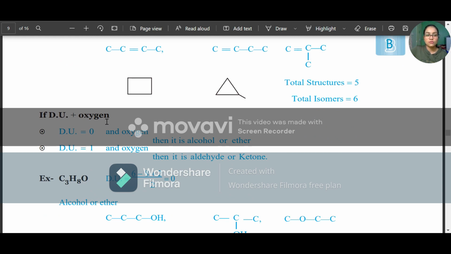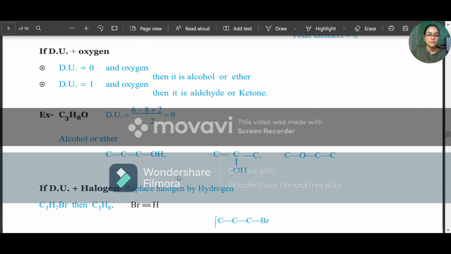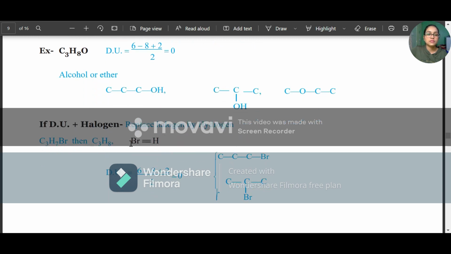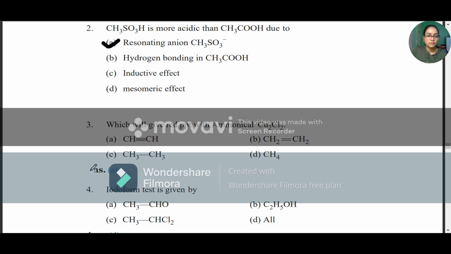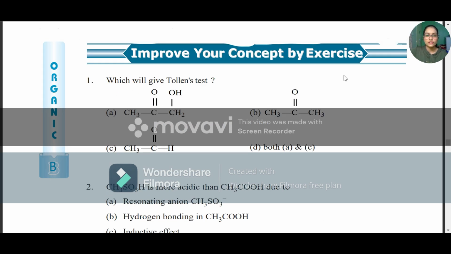If DU plus oxygen, so DU 0 plus oxygen, then it is alcohol or ether, and DU 1 plus oxygen, then it is aldehyde or a ketone. So let's see, it's 0, that means it is alcohol or an ether. DU with halogen: replace halogen by hydrogen, that is Br is equivalent to H. So we'll consider that. So now we are done with the chapter, so let's do some questions.